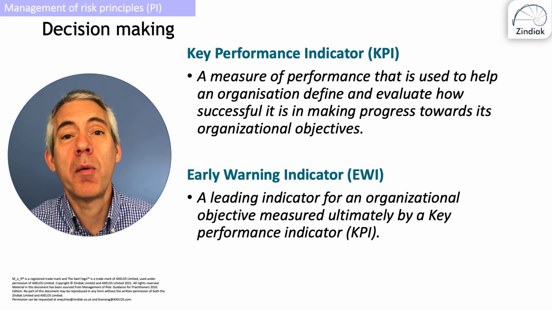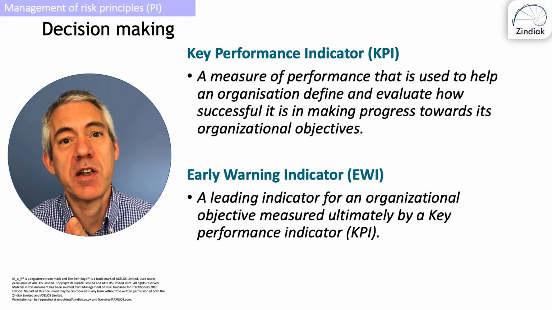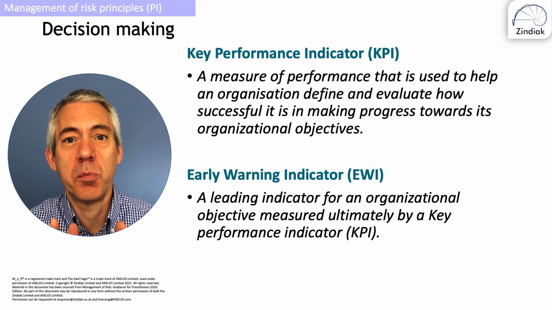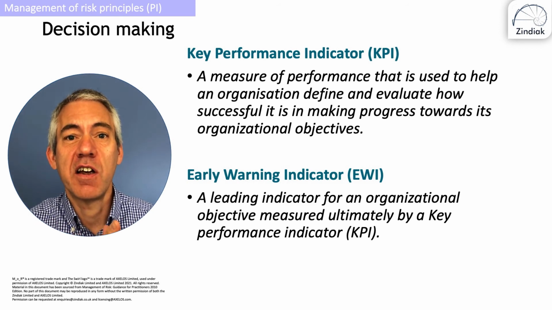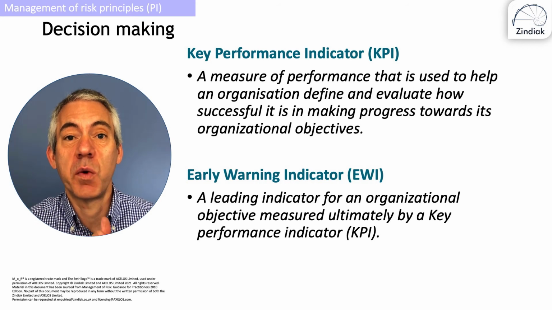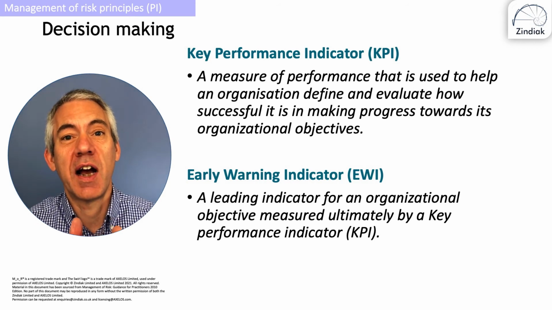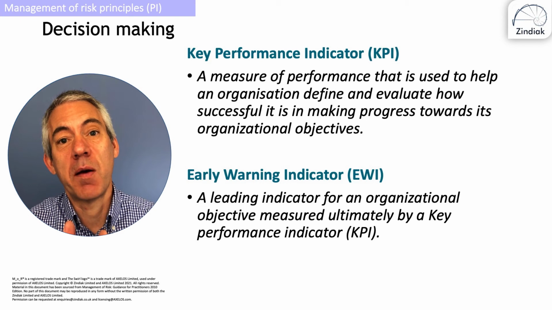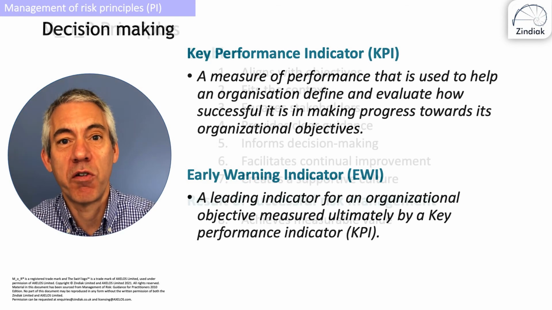A more corporate objective would be increased profit. The KPI could be increased sales. The early warning indicator might be more inquiries from potential customers about our products or services. So if we get more inquiries, we're likely to get more sales. If we get more sales, we can increase profit.